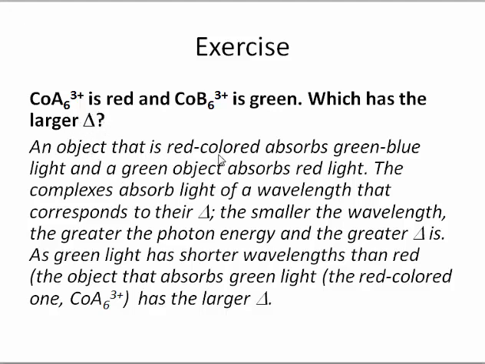Alright, as we've just seen from the color wheel, an object that is red absorbs green-blue light, and a green object absorbs red light. Complexes absorb light of a wavelength that corresponds to their delta. The smaller the wavelength, the greater the photon energy, and the greater delta is. As green light has shorter wavelengths than red, the object that absorbs green light, which is the red object, the complex made with ligand A, is the one with the larger delta.